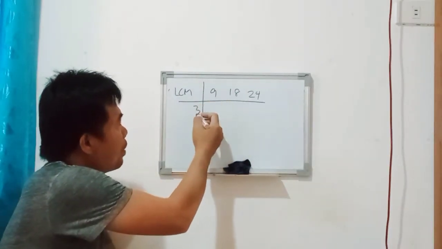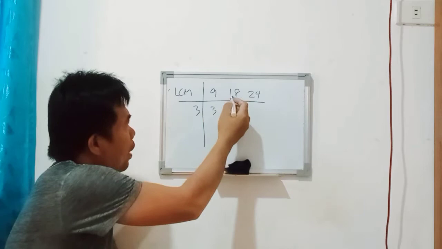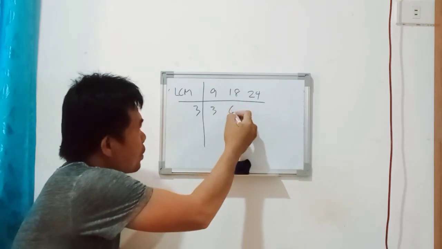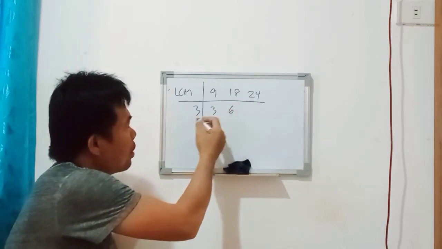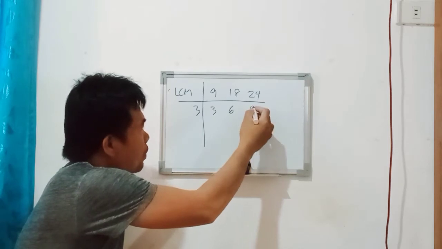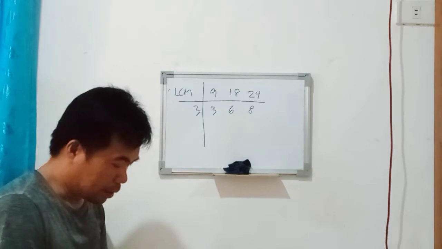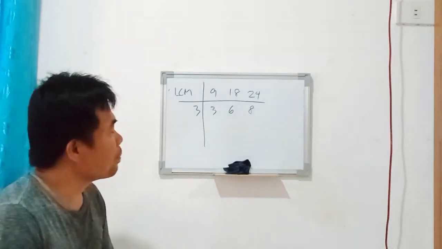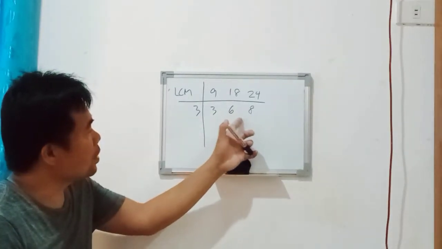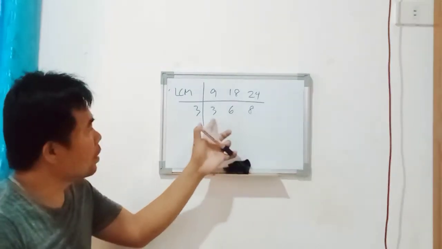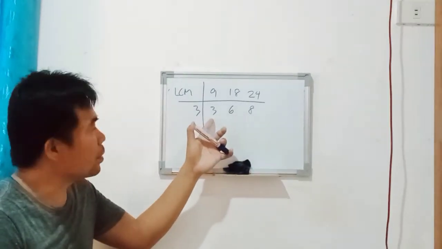So 9 divided by 3 is 3. 18 divided by 3 is 6. 24 divided by 3 is 8. Now the remaining numbers, 3, 6, and 8, don't have a common divisor, since 6 and 8 are even numbers, and 3 is an odd number.